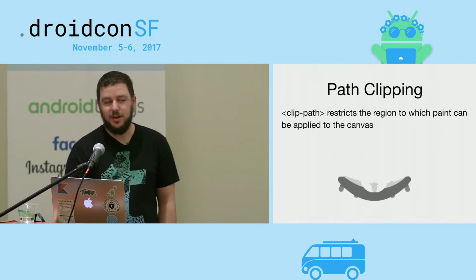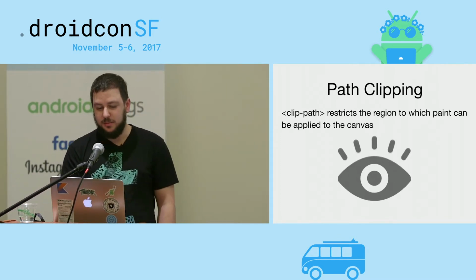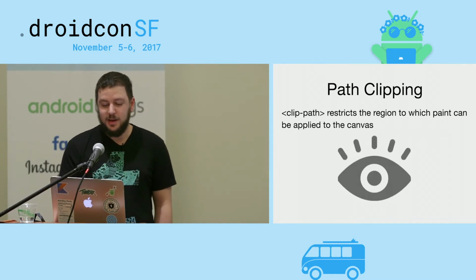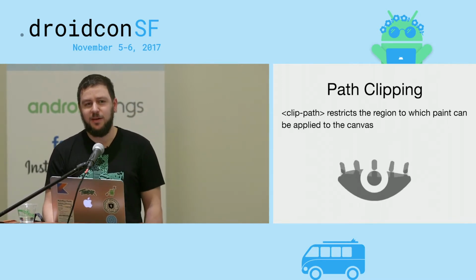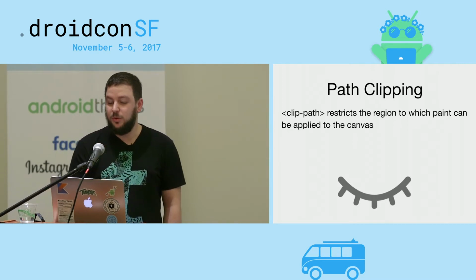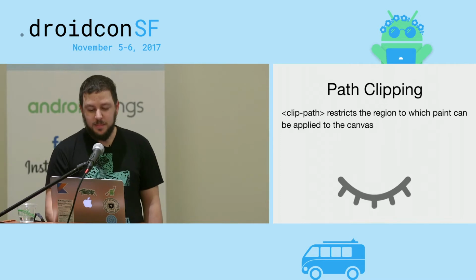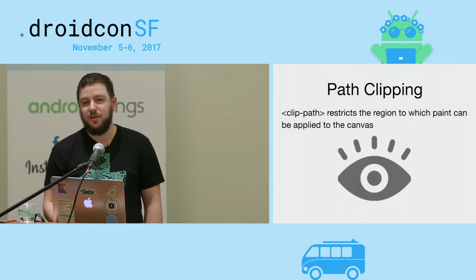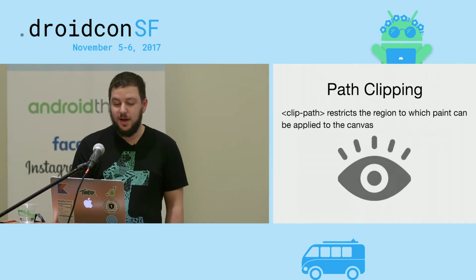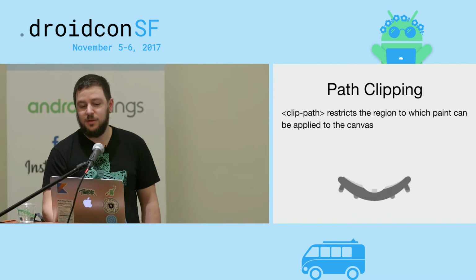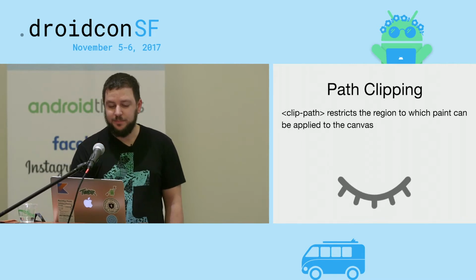The last animation type I'd like to discuss is path clipping. Path clipping, or clip path, is a type of path that is used to mask other paths by restricting the region to which paint can be applied. Anything that lies outside the region bounded by a clip path does not get drawn. And by animating the bounds of these regions, we can create these cool effects.